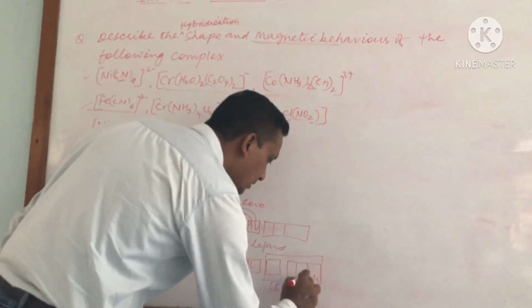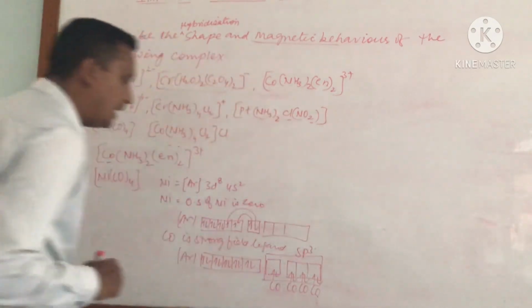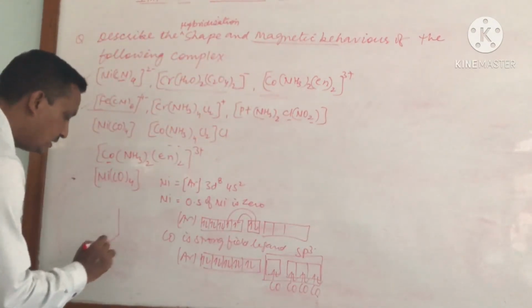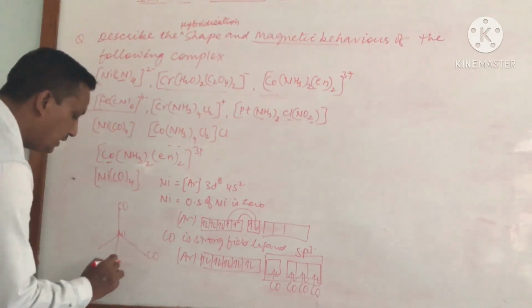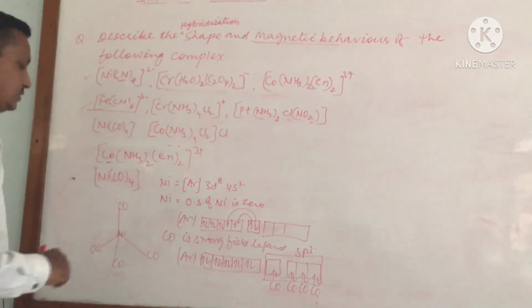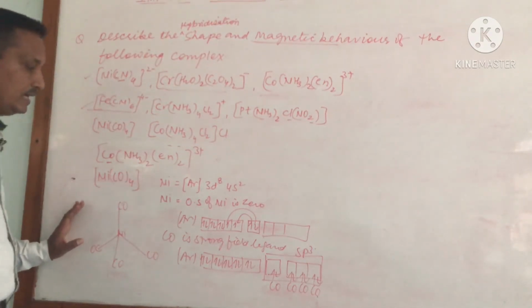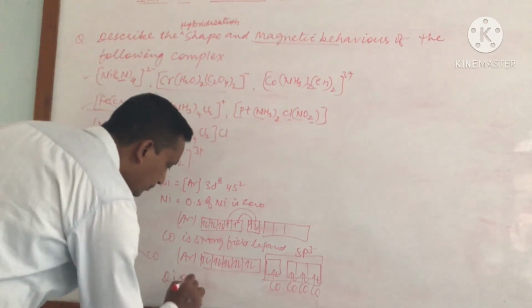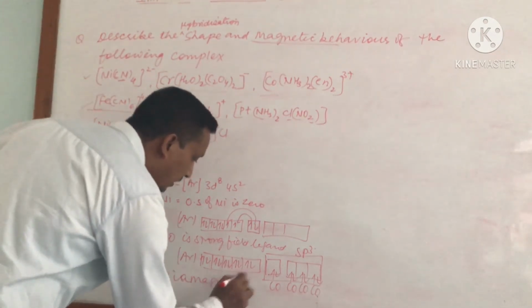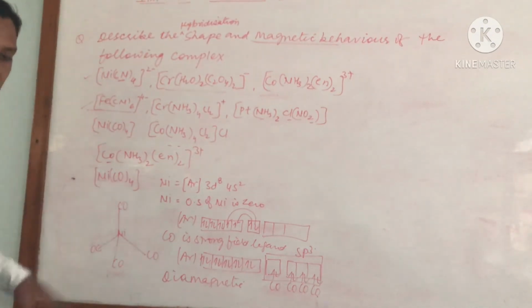The 4 CO carbon monoxide ligands will provide the pair of electrons and we get sp3 hybridization, and for sp3 hybridization the molecule can be drawn as Ni tetrahedrally. It would be tetrahedral. So this would be the structure or shape of the molecule, and the magnetic behavior would be diamagnetic, because all the electrons are paired up, therefore no electron is unpaired in this complex.